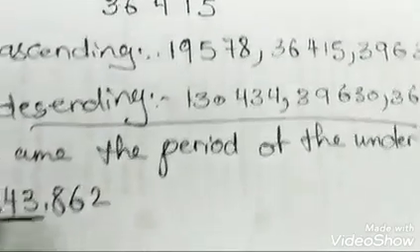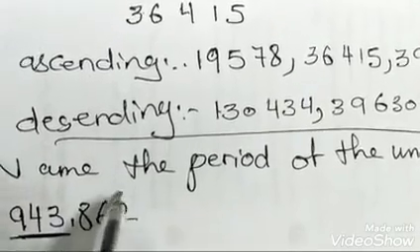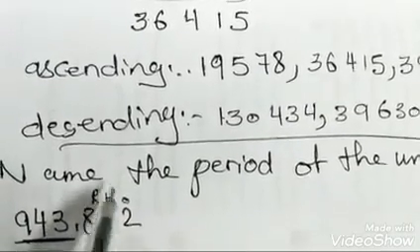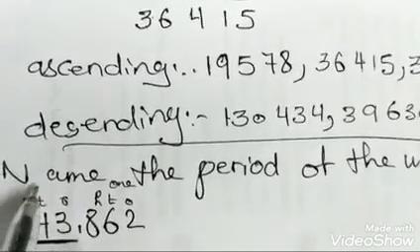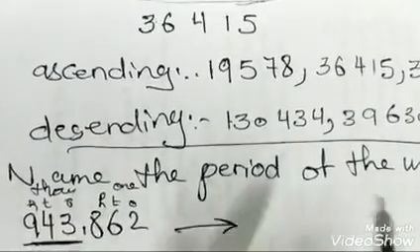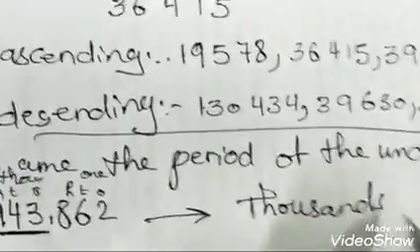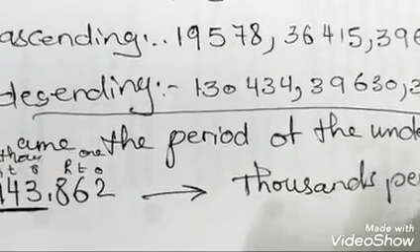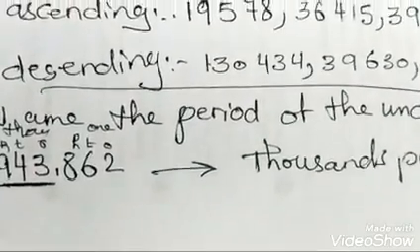943,862, and the underlined is these. So I have from the right side, this is ones, tens, hundreds in the ones period, then this is ones, tens, hundreds in the thousands period. So the period is what? It is the thousands period.